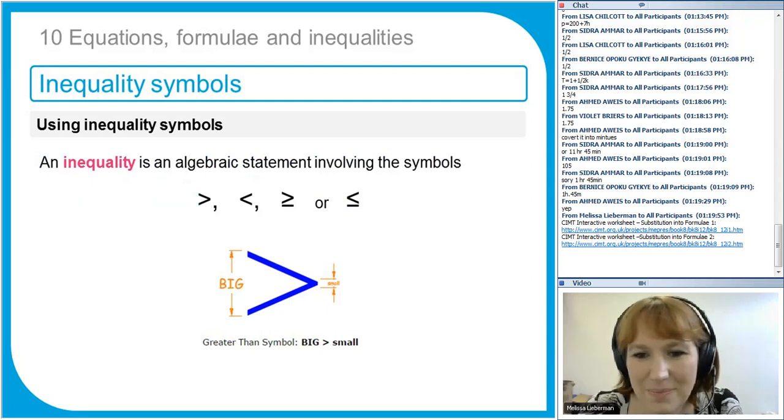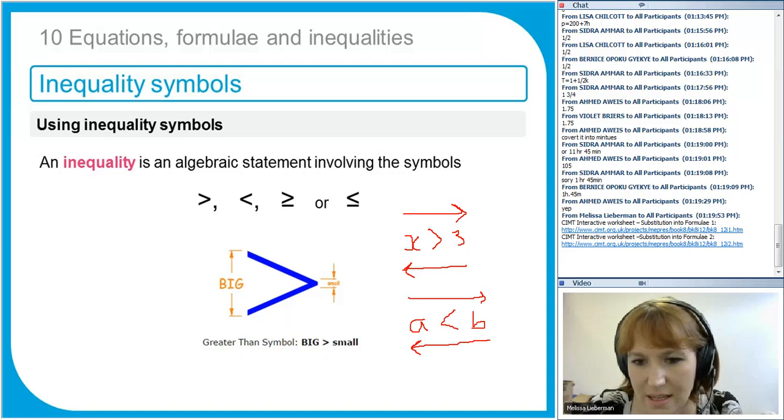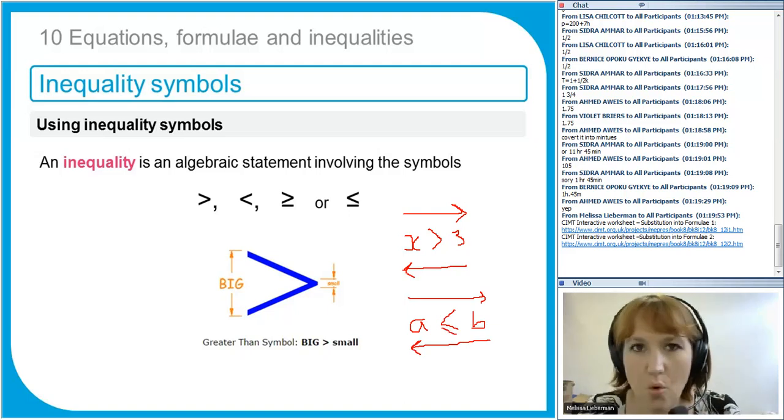So if I write x is greater than 3, that means x is greater than 3. You could read it like this, x is greater than 3, or you could read it like this, 3 is less than x. Either way. Let me do one with just letters in. So if I had a is less than b, that means, reading it this way, a is less than b. Reading it this way, it means that b is greater than a. And if you have a line like that, a horizontal line, it means or equal to. So it can be less than or equal to, or greater than or equal to.